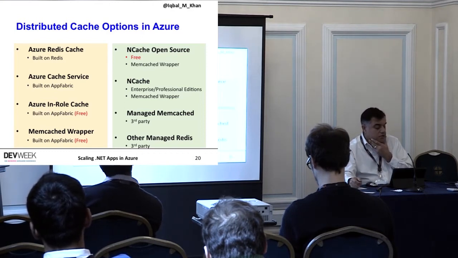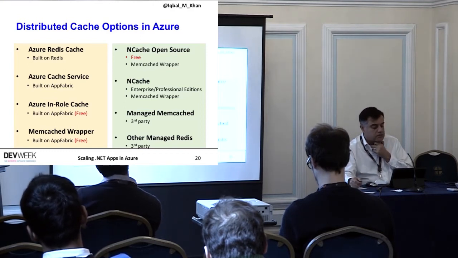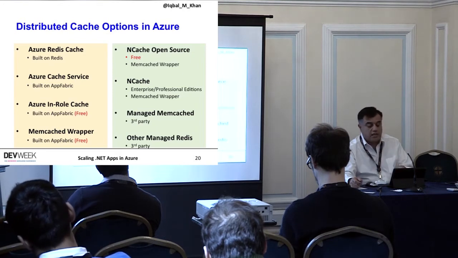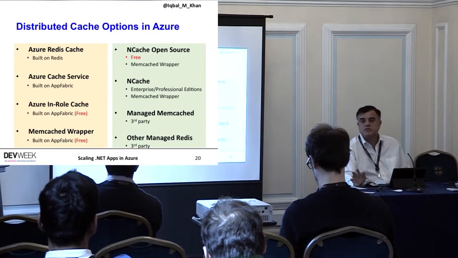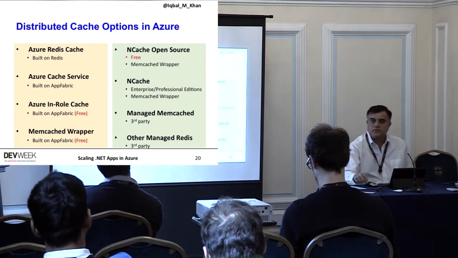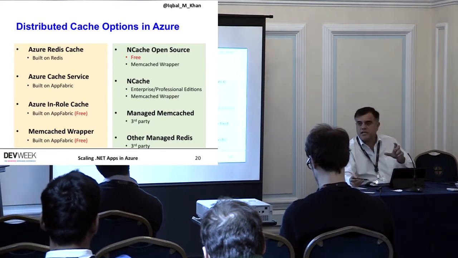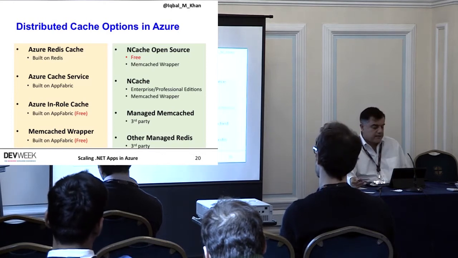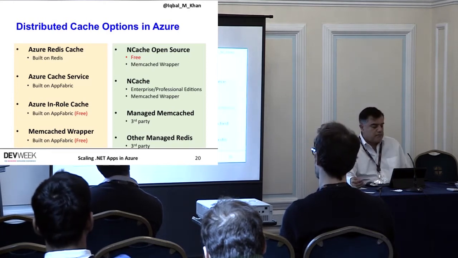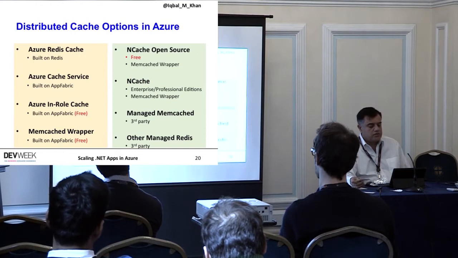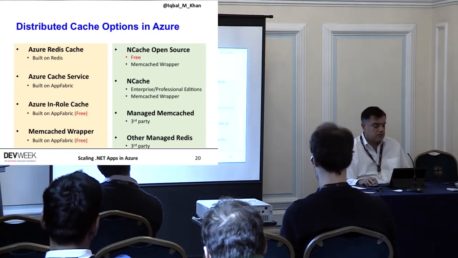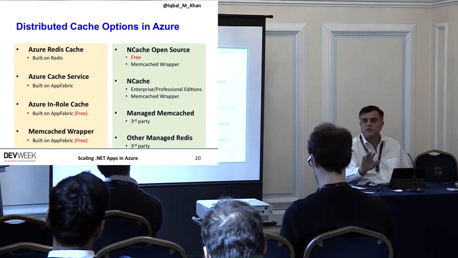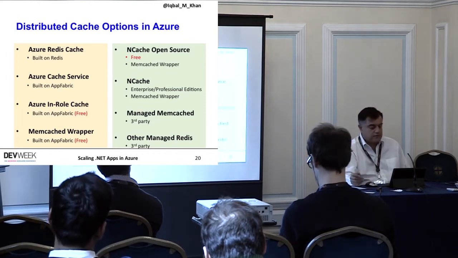And that is built on App Fabric, which is Microsoft's own distributed cache. Then there's the Azure in-role cache, which is again built on App Fabric, and that's free. All the other options that don't say the word free are not free. So you pay for them. So you pay for the VM and you pay for the cache on top of it. And then the Memcached wrapper also uses App Fabric, and it's also built as a free option. The free means that you pay for the VM only, but you don't pay for the cache.